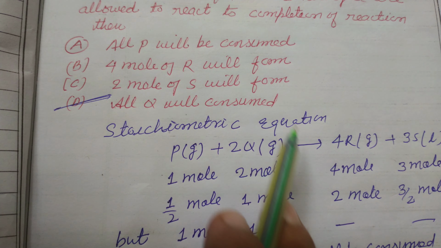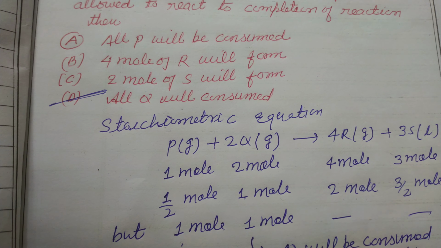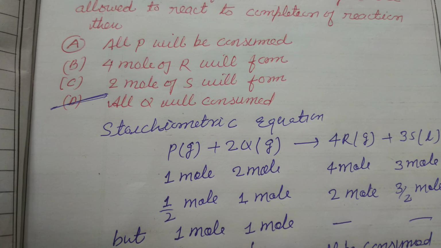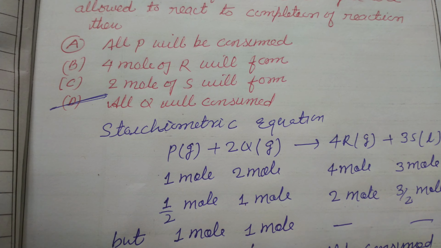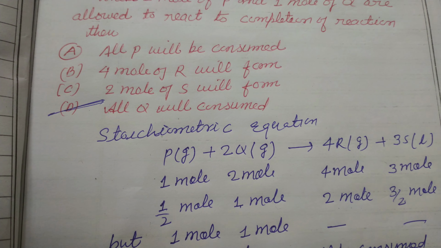4 mole of R will form? No, only 2 mole of R is formed. And when Q is consumed, 2 mole of S will form? This is also not correct. So D is correct: all Q will be consumed.